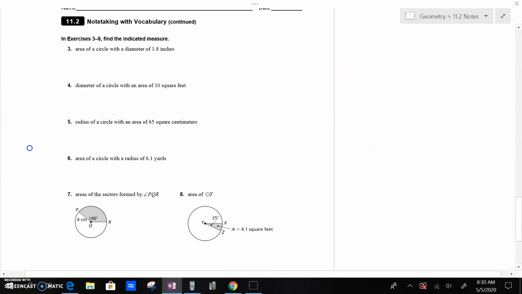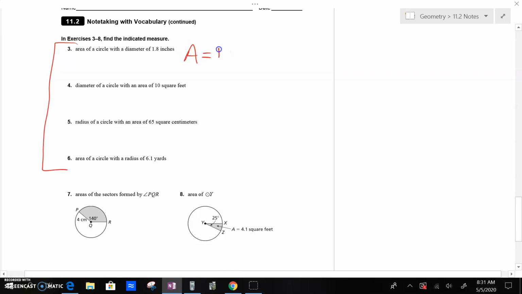The more challenging questions are 3 through 8, which we'll spend our time with. Some are a little more challenging than others, but we're going to start talking about sectors of circles as well. On 3 through 6, they're not giving us a diagram, so we have to interpret what it's saying with words, and it helps to draw a picture. Go ahead and draw a picture. Here they're asking for the area of a circle with a diameter of 1.8 inches.